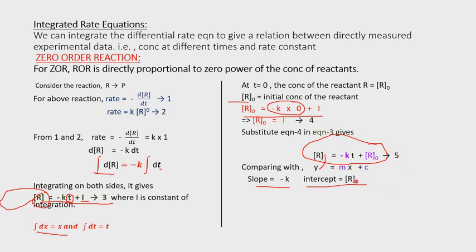This area and this one, y equal to mx plus c. Draw the graph. What about the slope? Minus k. What about the intercept? R naught. Which type of slope? Positive slope or negative slope? Many questions are there. We will solve some problems regarding zero order reaction in next class.